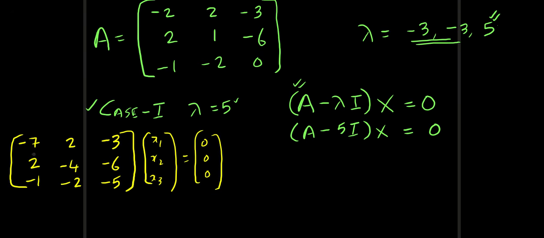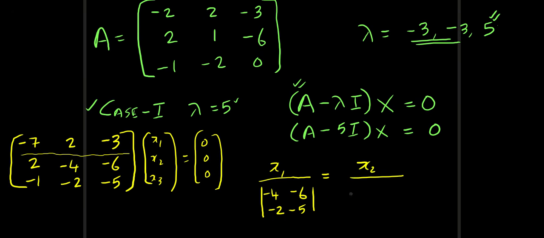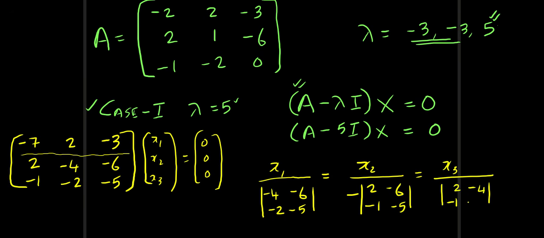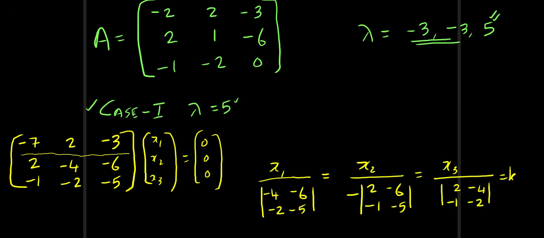And choose any 2 rows you like. As always, I prefer the last 2, and I'm going to use the rule of cross multiplication. So x1 divided by the determinant -4, -6, -2, -5 is equal to x2 divided by minus of the determinant 2, -6, -1, -5, and x3 divided by the determinant 2, -4, -1, -2 is equal to k. Okay, let's simplify.